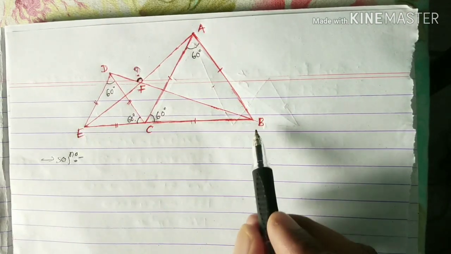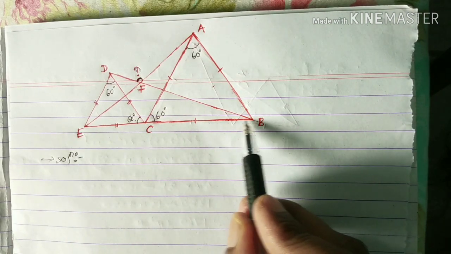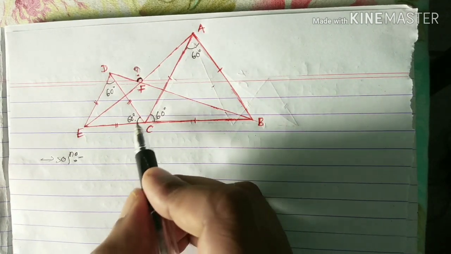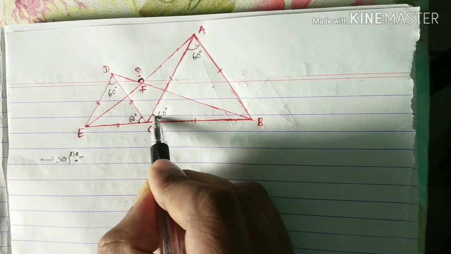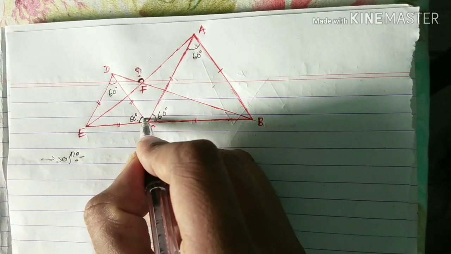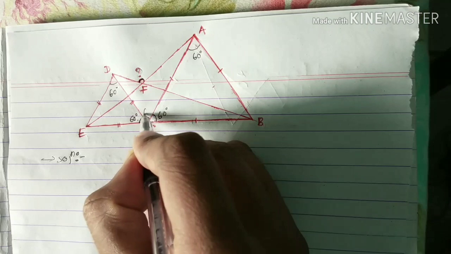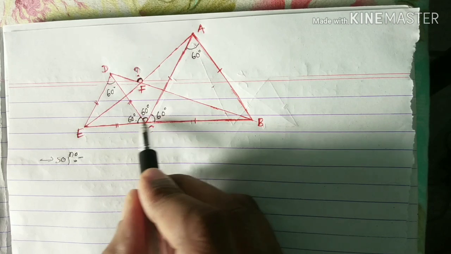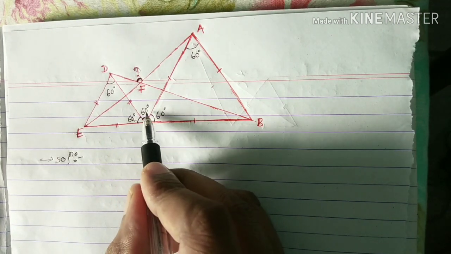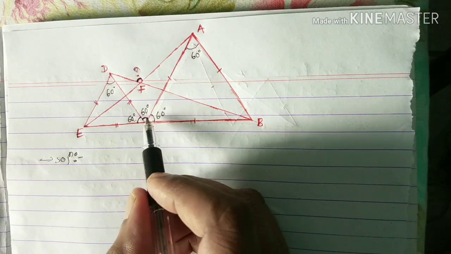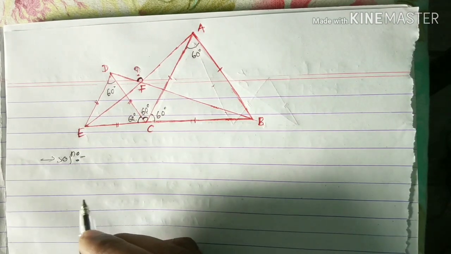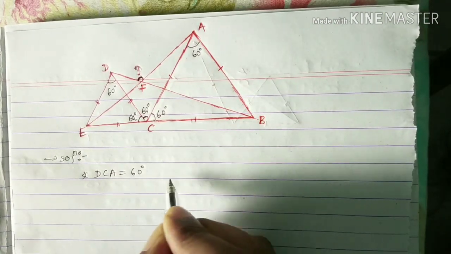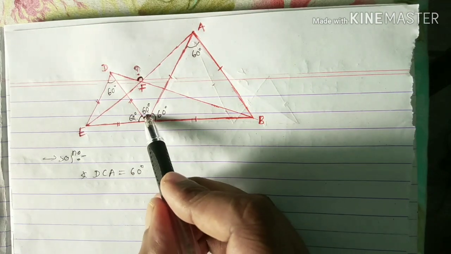Now, as you can see, angle BCE is a straight angle. So this angle is 60 degrees, this angle is also 60 degrees, so this angle also should be 60 degrees, because the sum of all these angles will be 180. 60 plus 60 is 120, and 120 plus 60 is 180. Therefore we can write that angle DCA is also 60 degrees.